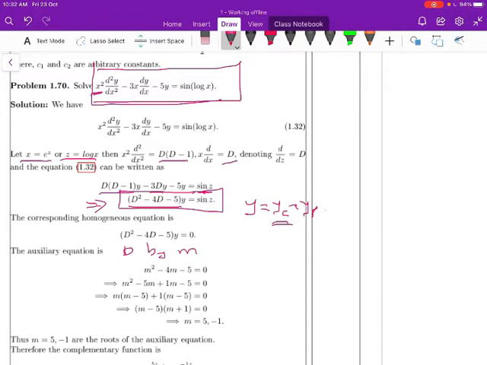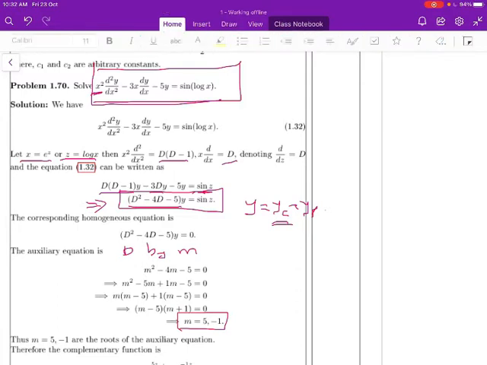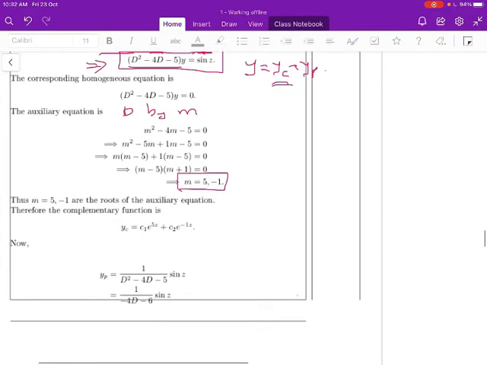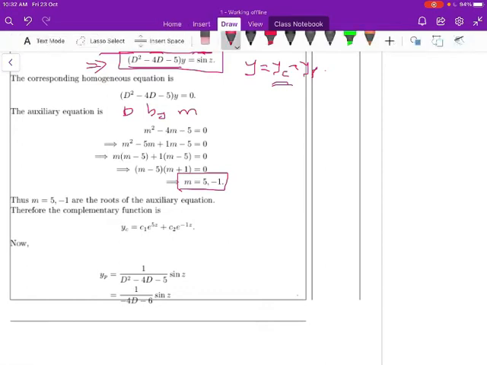So it is being a quadratic equation, therefore there are two roots. So m is equal to 5 and minus 1. So these two roots are real roots and different roots. Therefore the complementary function is yc is nothing but c1 into e power 5z plus c2 into e power minus 1z. Here you should write in terms of z because we have introduced the new independent variable z in place of x. So later we can convert into x. Now let us move to the particular integral yp.